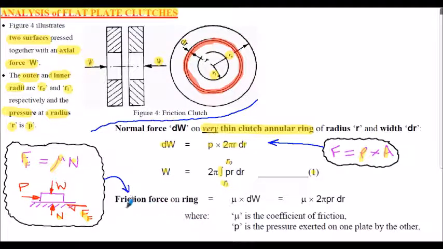So the friction force, using our formula mu N, would be mu multiplied by, for the strip, the dW. The dW is the normal force on that little strip. And we know from above that that would be mu multiplied by dW, and dW is the 2 pi p r dr. That's this bit up here. That's the dW, just applied here. So we've got an equation here for the friction force on the ring at that particular location.